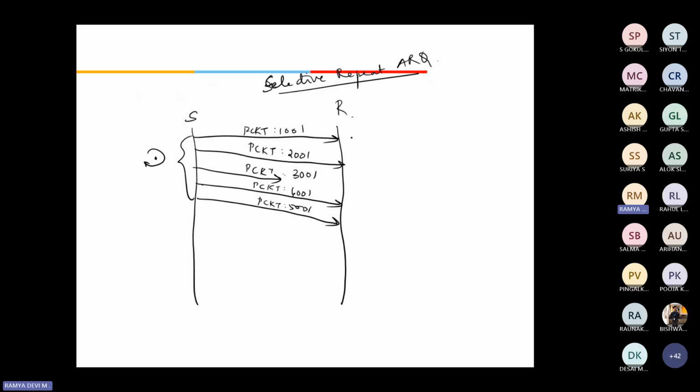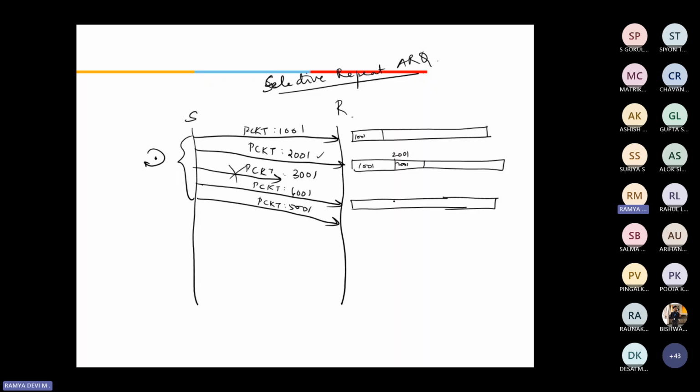After receiving the first packet, the receiver will start to buffer it. Okay, fine. For the next packet, it will check the order. It is expecting 2001, and the received one is also 2001, so it will be placed inside the buffer. After that, due to some network issues, packet 3 is lost. So after receiving the third packet, what is it expecting? It is now expecting 3001, but what it received at the receiving end is 4001.